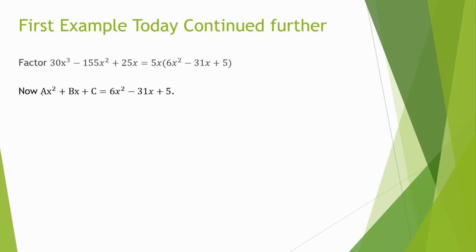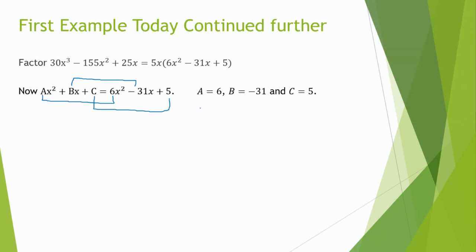Okay, we have A, which is 6, just by comparing coefficients. B, you should be able to see, is negative 31. You always want to include the negative. C, as you can see, is 5. So we have A is 6, B is negative 31, and C is 5. So even without listing it, hopefully you can see just by comparing them visually.